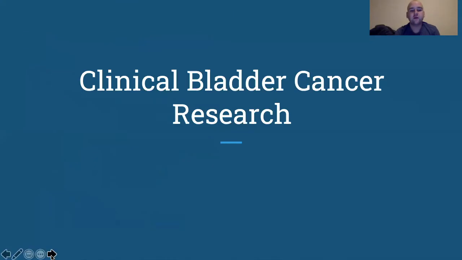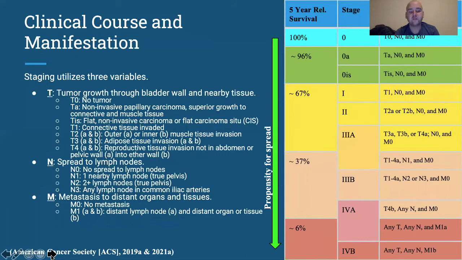Clinical course and manifestation. The staging of bladder cancer uses 3 variables. Measurements are required during exploratory surgery or cystectomy. These variables are attached to stages that represent the course and typical proximity for spread of bladder cancer when untreated. Location of the spread influences the staging as well.